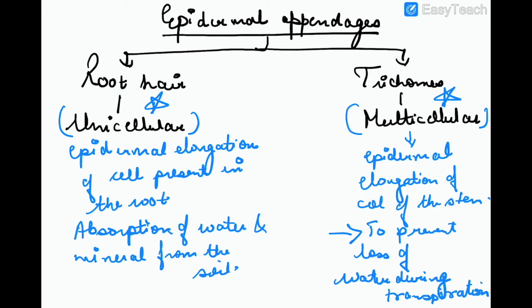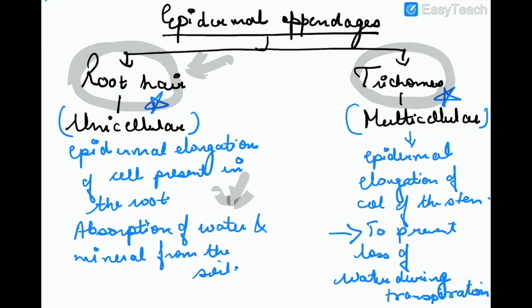So epidermal elongation of the root is known as root hair, whereas epidermal elongation of the stem is known as trichome. Root hair helps in absorption of water and minerals from the soil, and trichome helps to prevent loss of water during transpiration. Now let us talk about the ground tissue.